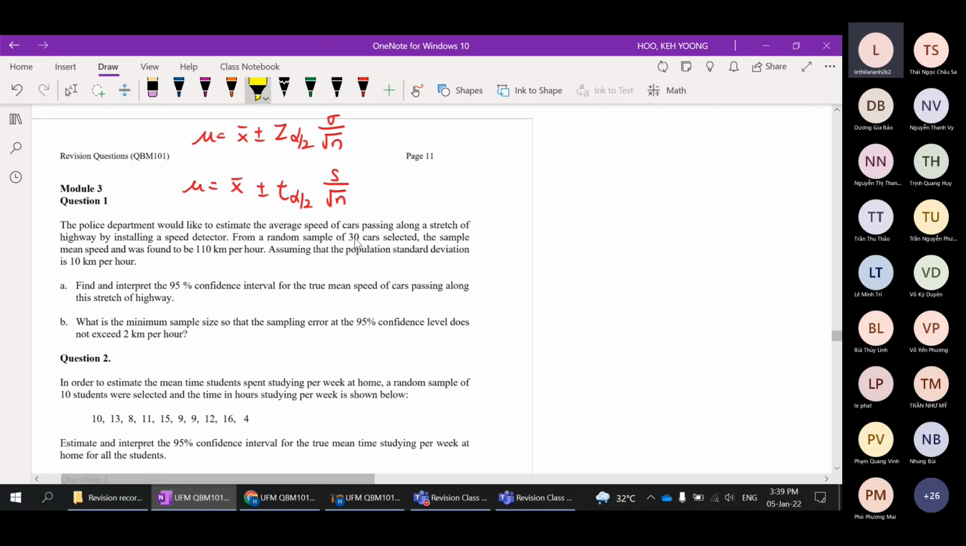We look at the question. We have the sample size, this is the n. We have the sample mean, this is the x bar. The population standard deviation is given, this is 10. So right now we have the sigma given, right? Population standard deviation, so we use the first formula. That's how we determine it. If we know the population standard deviation value, then we use the first formula.